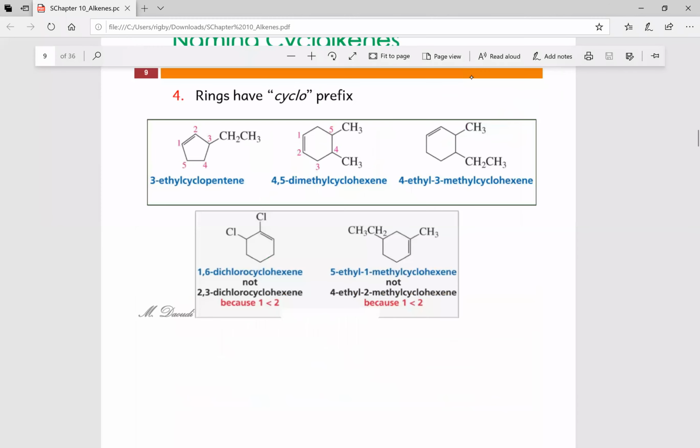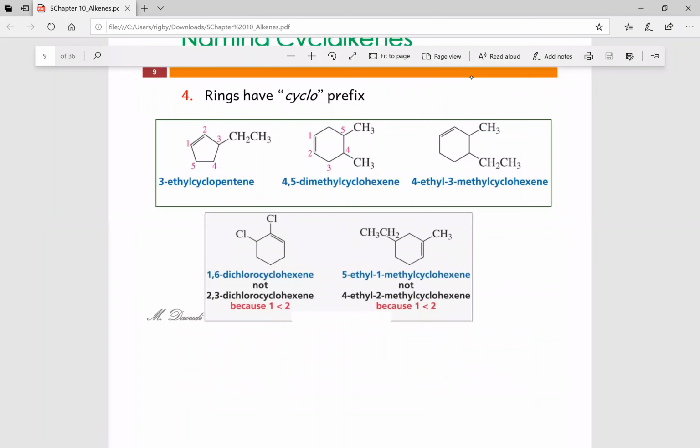So when we are naming rings, we are going to find the double bond no matter where the double bond is. What we are going to do is give either side of that double bond the designation of 1. Because remember that when we are thinking about priorities, the double bond has a higher priority than all these other groups, so we are going to want to put it on 1. What's also important to note is that the other side of the double bond has to be 2.